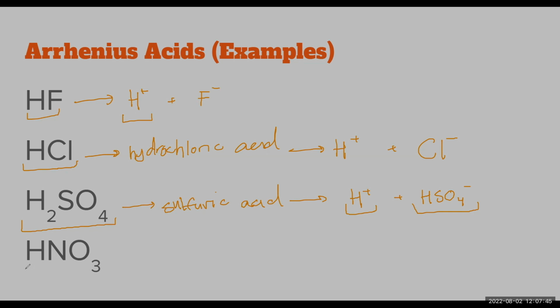And finally, we have one more example, HNO3. This is nitric acid. This will break up into the H plus and the NO3 minus. A common use of HNO3, you might see it used in organic synthesis. People will use this to create something called trinitrotoluene. Some people might be more familiar with it as TNT, which is an explosive.